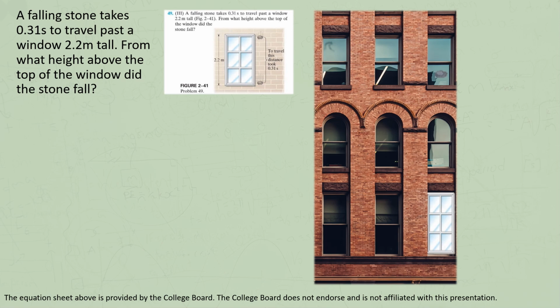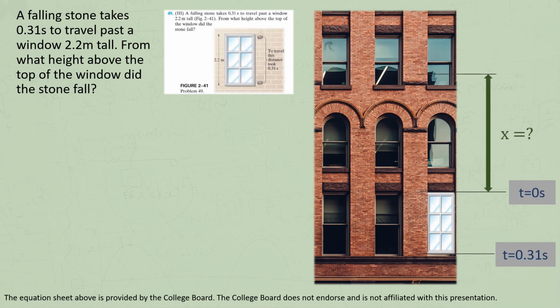So, if we start our imaginary stopwatch as the stone passes the top of the window, then this is what we have. But the question asks for this x. Now, like in the last problem, we'll assume that downwards is positive, since this makes it simpler. But please note that some books and some teachers always use positive for upwards.